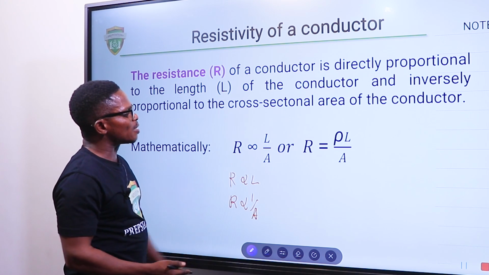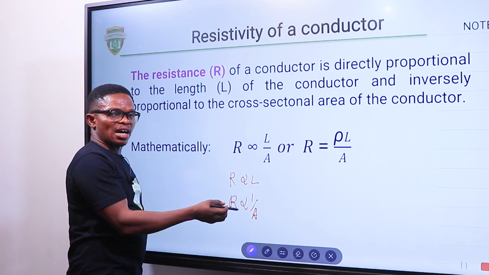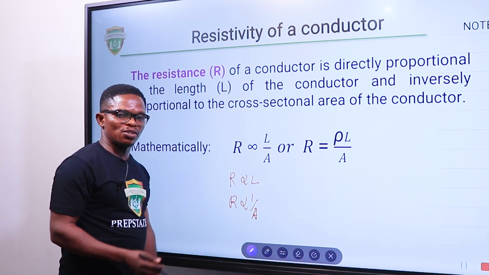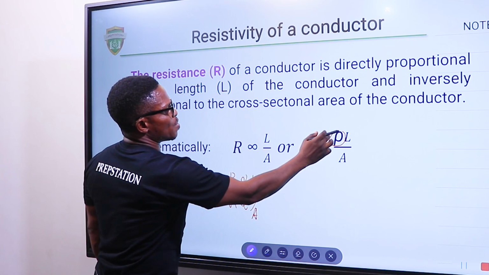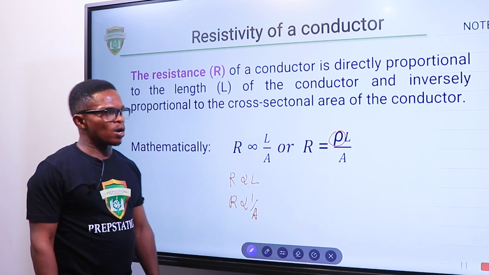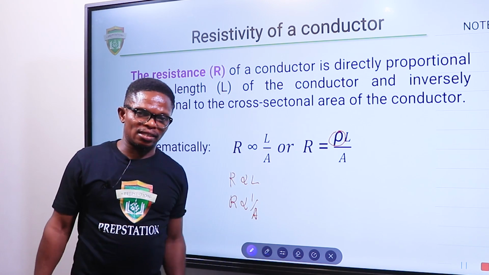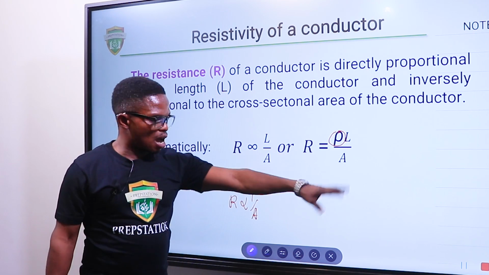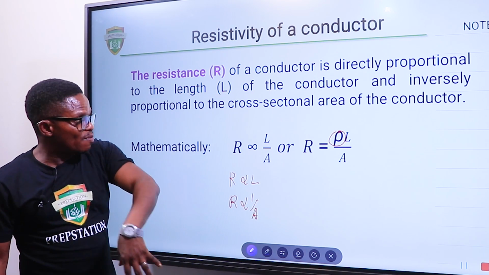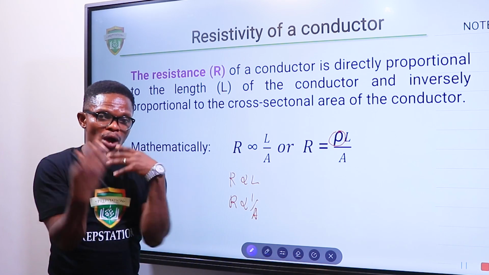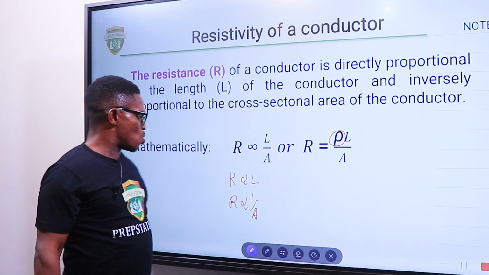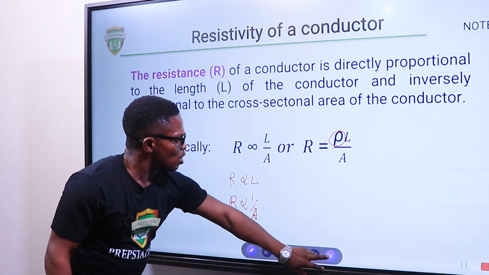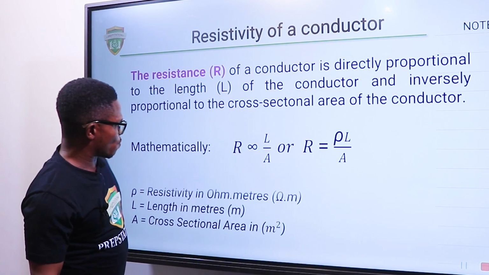And of course, in mathematics, to remove the proportionality sign and introduce an equality sign, you must introduce a constant. So that constant is what we have here. This constant is called rho, and rho signifies resistivity. So every material has some level of resistivity. In other words, we are saying the amount of how much they can resist the flow of electrons through them.